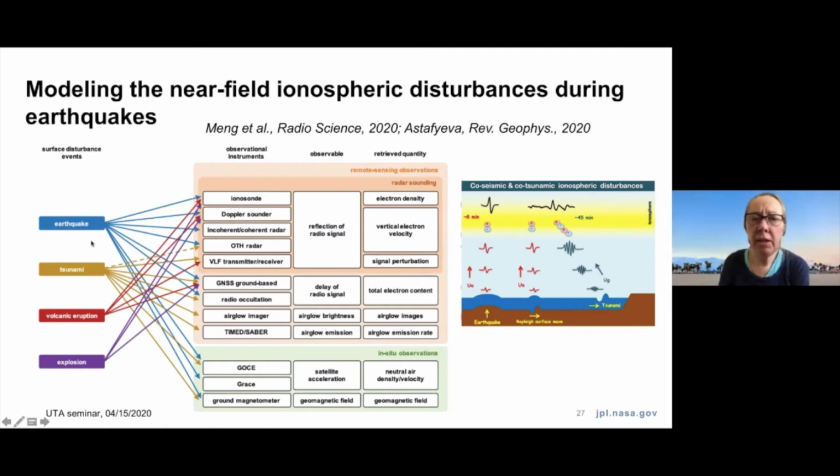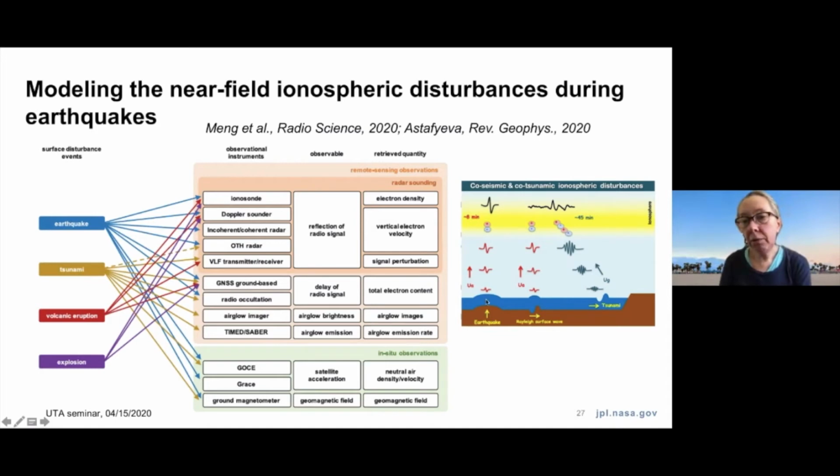This schematic briefly shows you the observational instruments which we can use, observables, and retrieved quantities, which help us to understand how the surface, be it ground surface or ocean surface, is coupled through the low and middle atmosphere with the upper atmosphere. We're particularly interested in radio occultation, GNSS ground-based measurements, and airglow imagers. We'll look at total electron content signatures and airglow image signatures, but also quite interesting results from in situ observations by GOCE and GRACE.